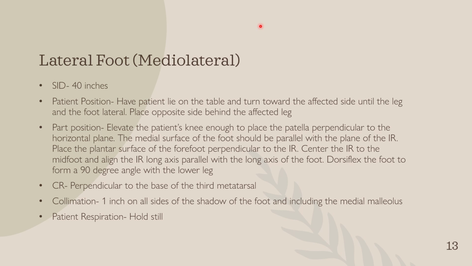Place the plantar surface of the forefoot perpendicular to the IR. Center the IR to the midfoot and align the IR's long axis parallel with the long axis of the foot. Dorsiflex the foot to form a 90-degree angle with the lower leg. The CR is going to be perpendicular to the base of the third metatarsal. Collimation, 1 inch on all sides of the shadow of the foot, including the medial malleolus. And the patient respiration is to hold still.